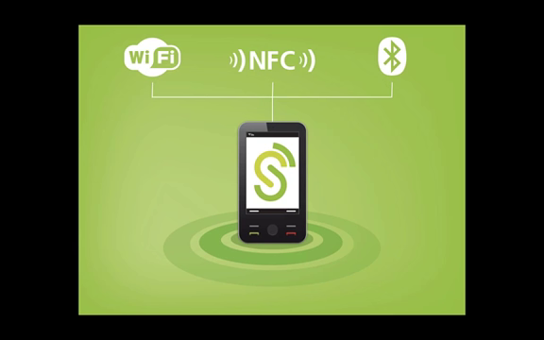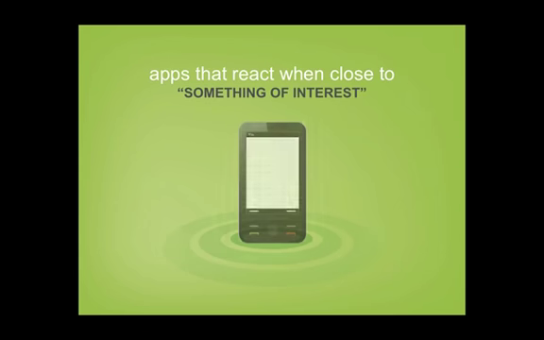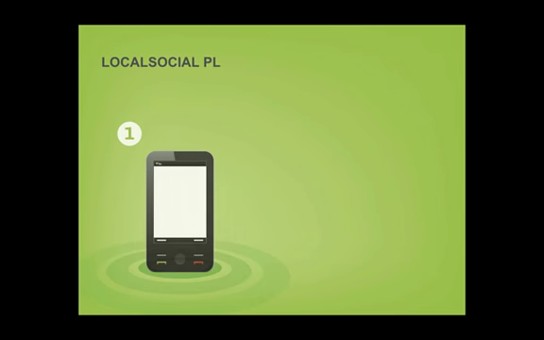With LocalSocial, developers can build apps that can react when close to something of interest nearby. This could be another app or phone nearby, a laptop, a tablet, a car, or a business. Basically anything with a digital short-range wireless heartbeat. Even Bluetooth tags or wireless leashes, or new medical and fitness devices like weighing scales and BP monitors.